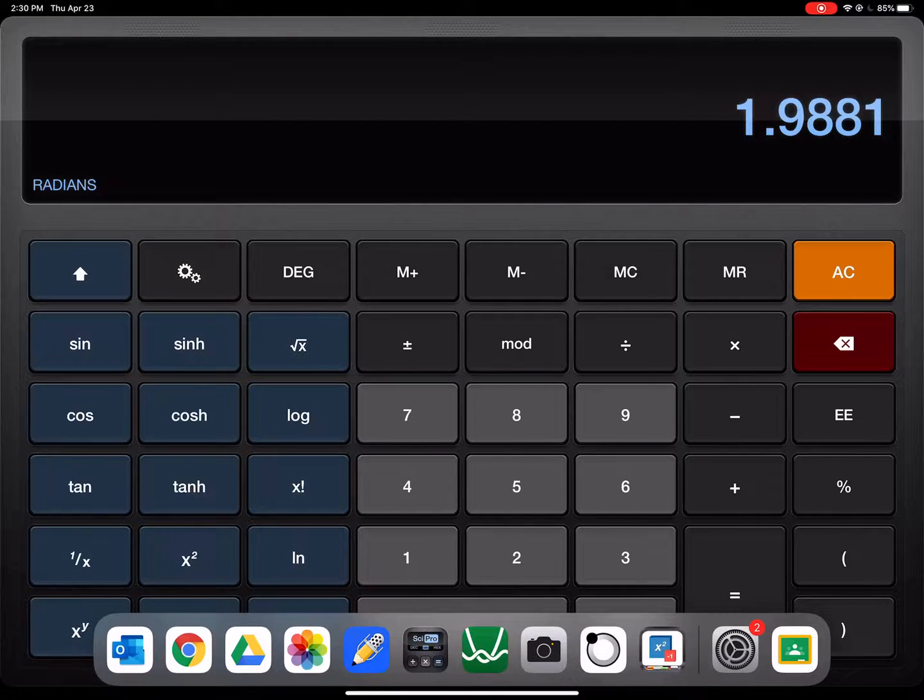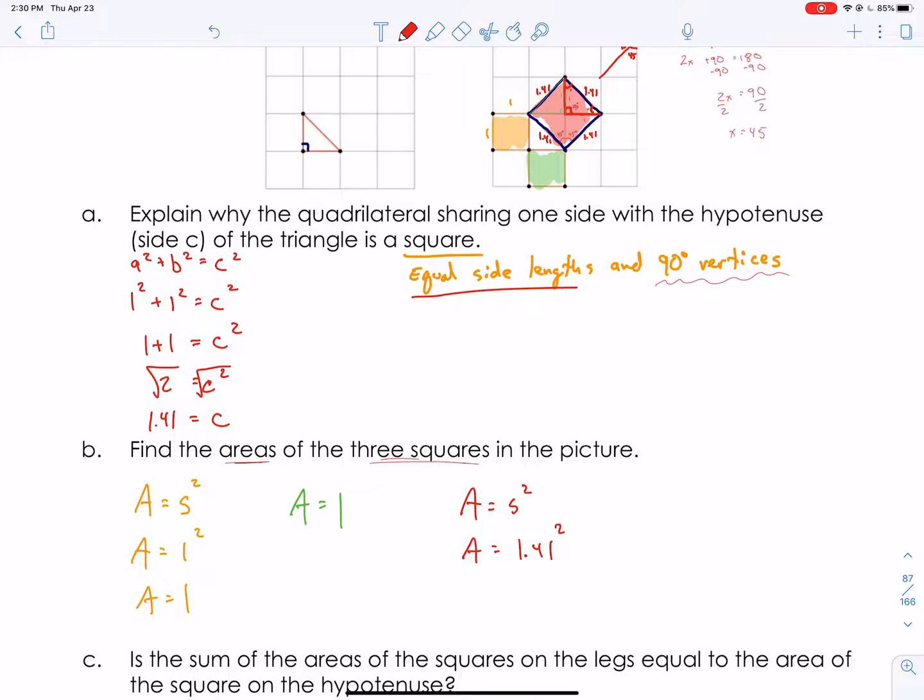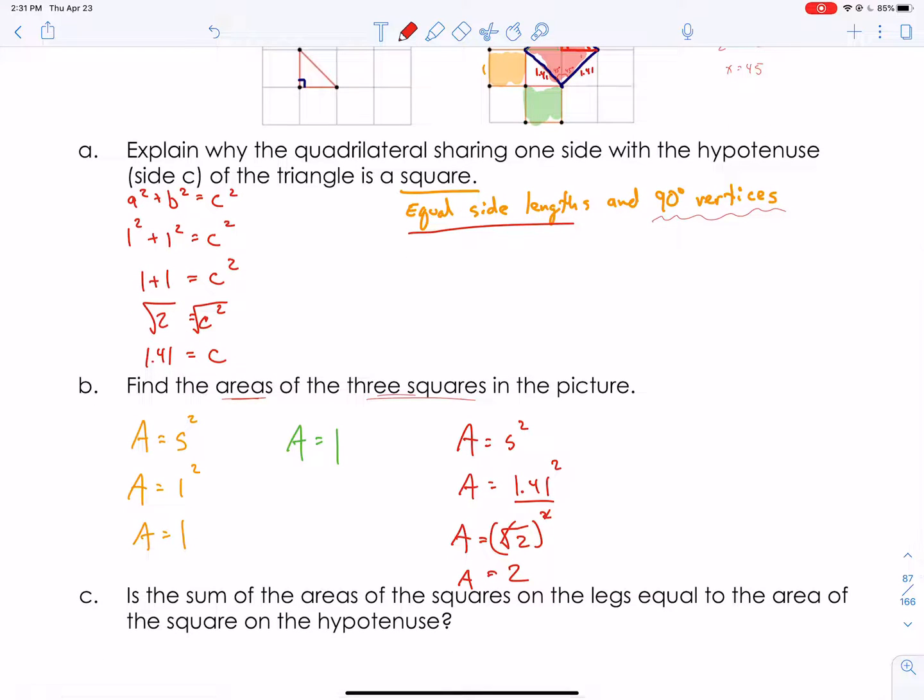So it looks like it's almost 2, but it actually is 2 because if we, instead of using this rounded answer, use the real answer, it's just the square root of 2. And if we square that, square root and square cancel each other out, so we get area equals 2. So those are the areas. We have an area of 1 for each of the small ones, and an area of 2 for the larger one.